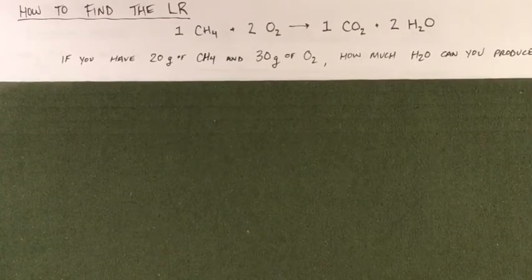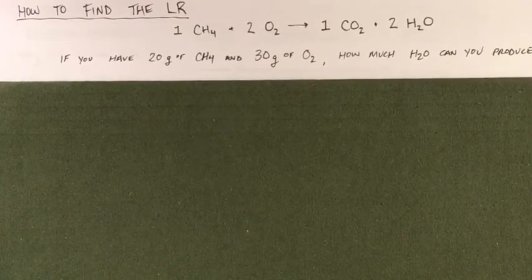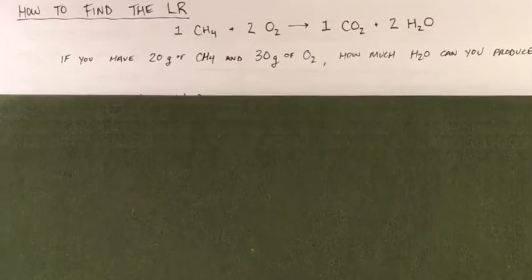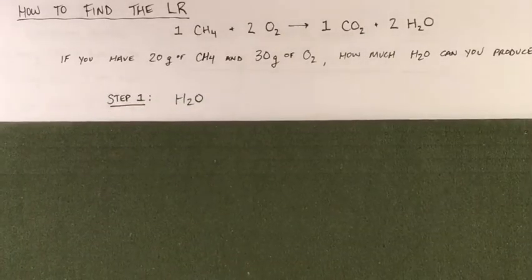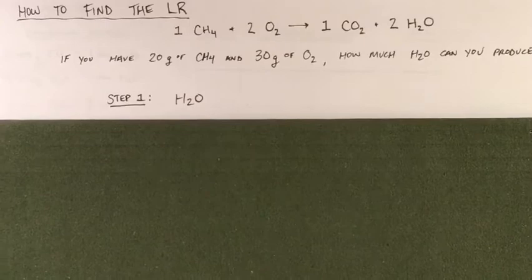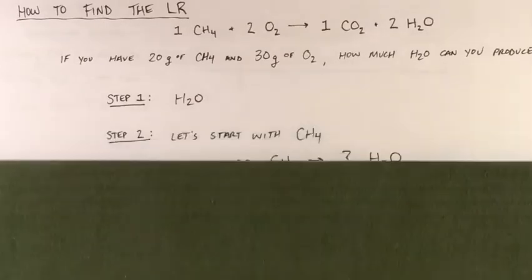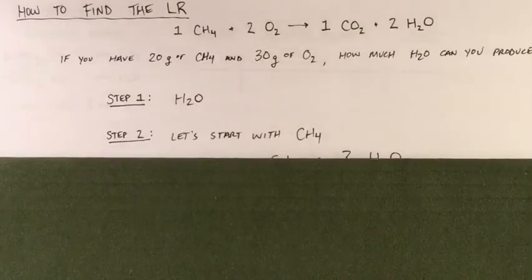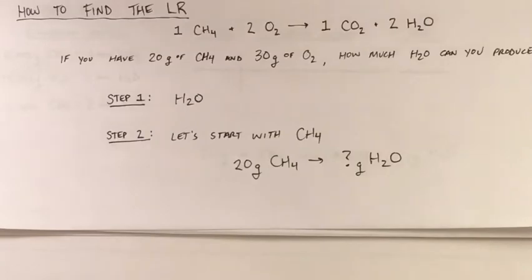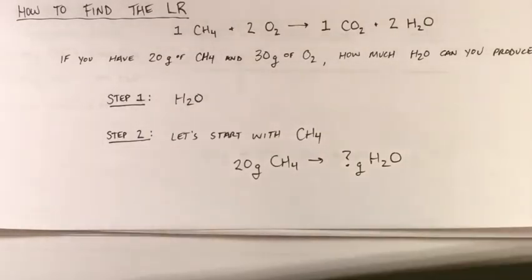Just like the grilled cheese sandwiches, we're going to see which ingredient runs out first when we're trying to make H2O. Okay? So step 1 is pick our product that we're going to solve for. This question asks you for H2O, so we're going to use H2O. Step 2, we're going to pick a reactant to start with. Let's start with CH4. So we want to know how many grams of H2O are going to be produced by 20 grams of CH4.